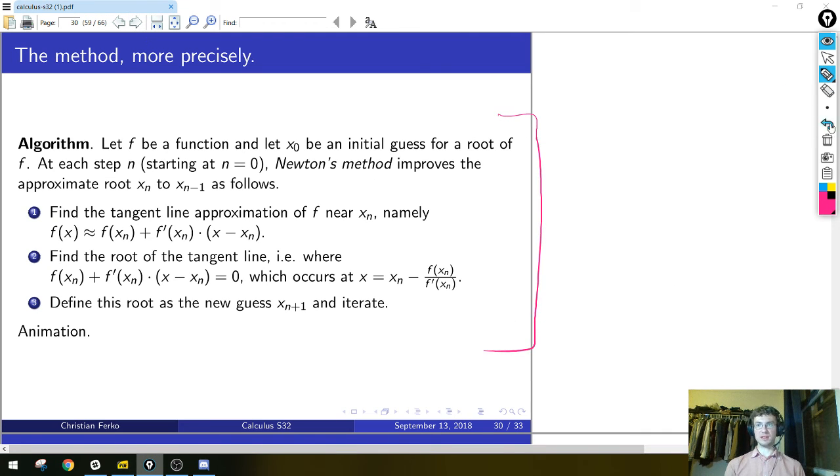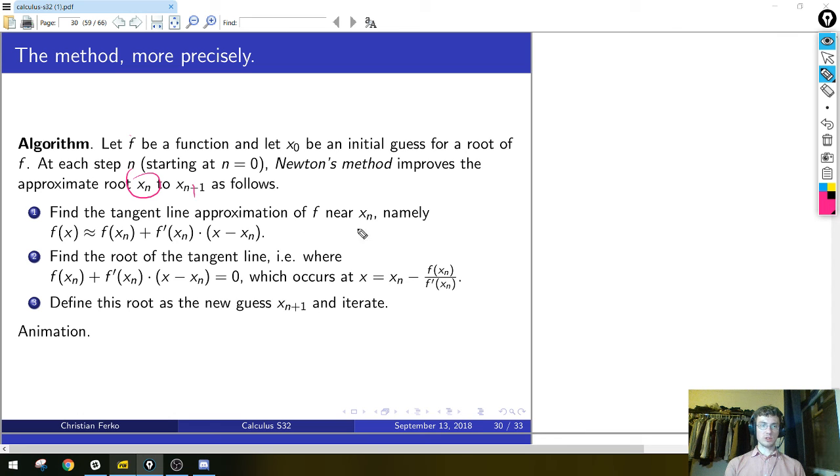So here's the algorithm. Let f be a function again. Let x sub 0, we have to start with x sub n where n equals 0. X sub 0 is your initial guess for the root of the function. It's probably not right, but it's some guess. So at each step n of the algorithm, starting with n equals 0, we do something which is known as Newton's method, sometimes the Newton-Raphson method for the two people who contemporaneously co-discovered it. But at each step we improve the approximate root x sub n to x sub n plus 1 using the following steps.